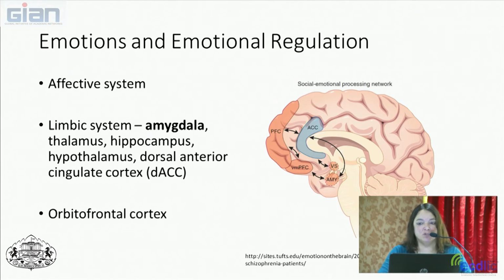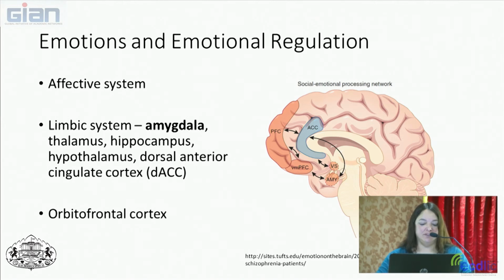Okay, emotions and emotional regulation. It's also called the affective system. Again, a lot of this takes place in the limbic system, in the amygdala, and the thalamus, hippocampus, hypothalamus. And right above the corpus callosum, there's an area called the anterior cingulate cortex, and that is also thought to be involved in social emotional processing. And this orbital frontal cortex down here in the front of the brain, also the VMPFC, the ventral medial prefrontal cortex, is thought to regulate those emotions.